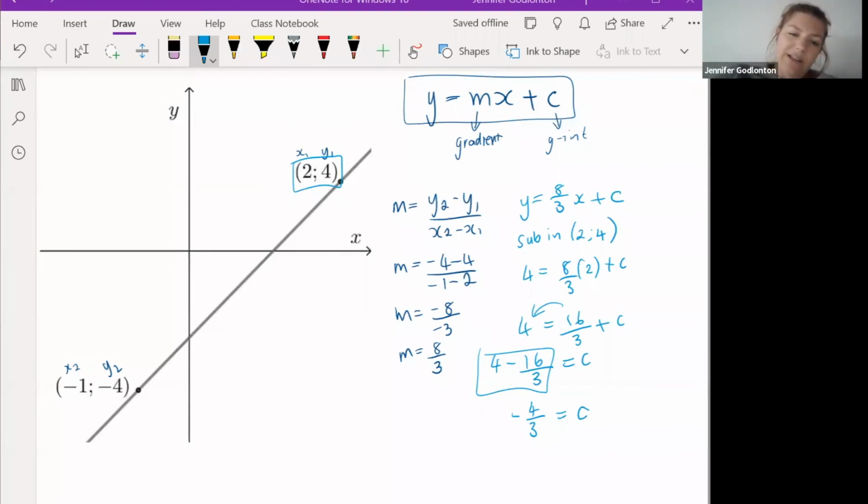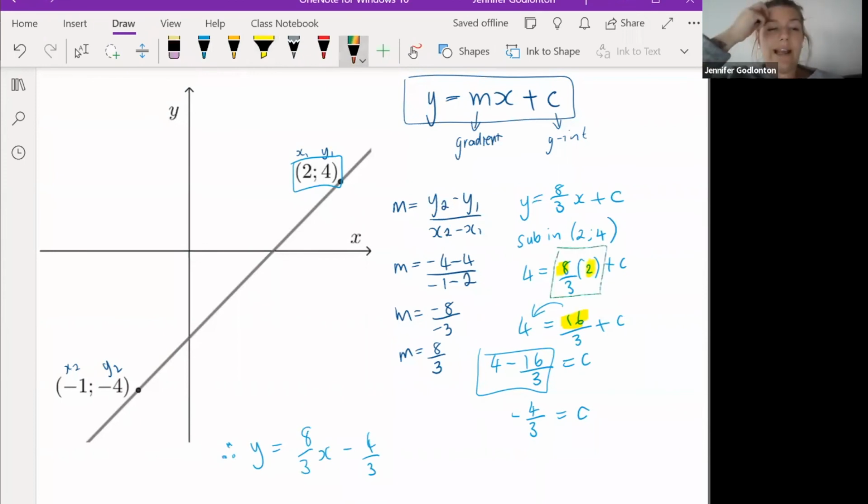When we get to this point, all we need to do is write our whole equation. So y is equal to 8 over 3x minus 4 over 3. How did we get the 16? We got it because we multiplied this 8 by this 2. Again, that is something you could put into your calculator, like 8 over 3 times 2. If you're not great with fractions and they were panicking you a little bit, use your calculators when you need to. When we're looking for a straight line, we're always looking for y equals mx plus c.